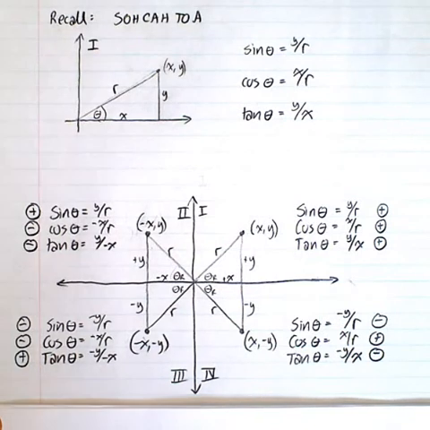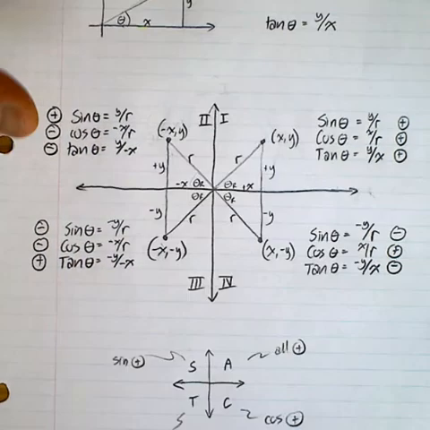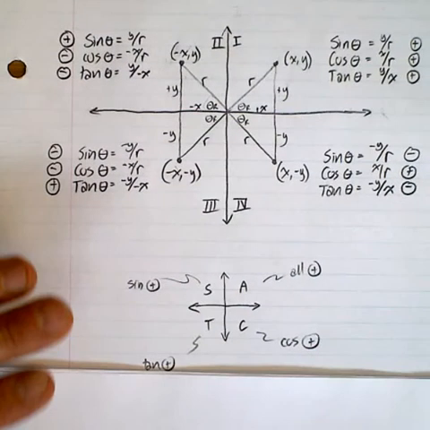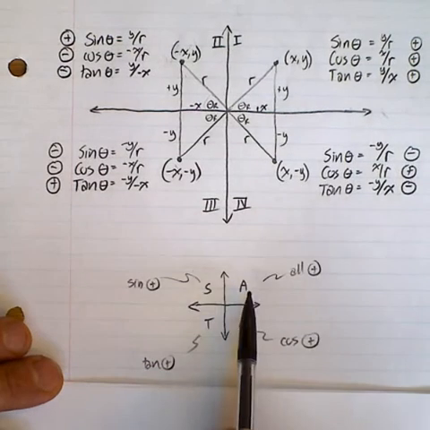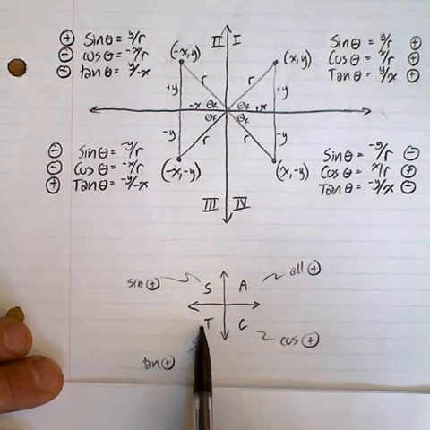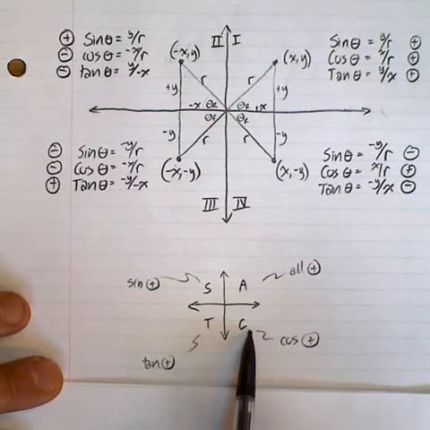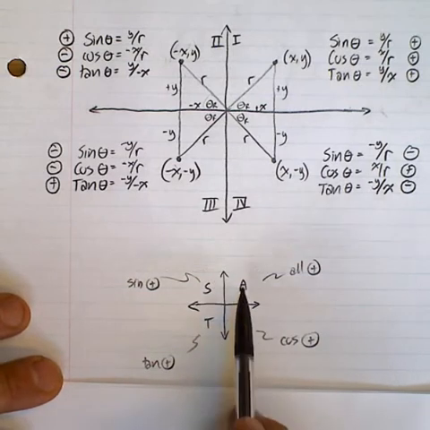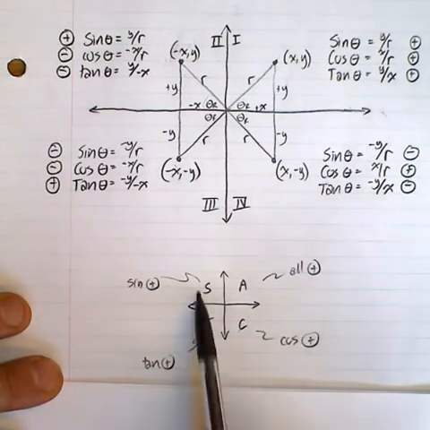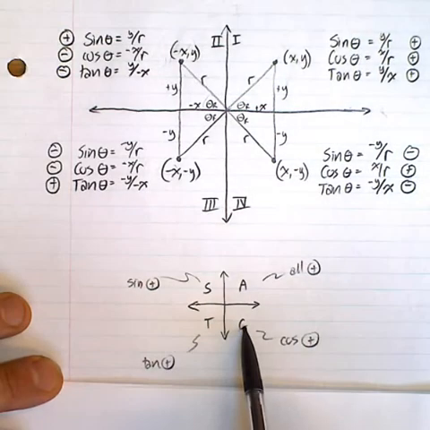So we have a way of remembering that. We can summarize it with a small little graph like this, where they're all positive, sine is positive, tan is positive, cos is positive. Now, ASTC is this rule starting in the first quadrant. Some people call it the cast rule, but that starts in the fourth. I don't like it so much.